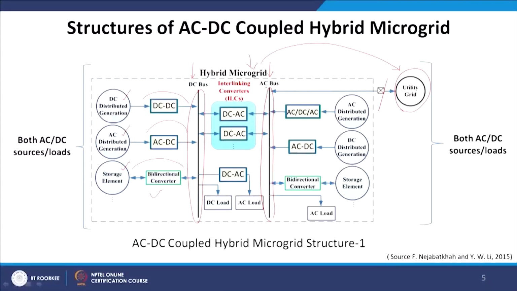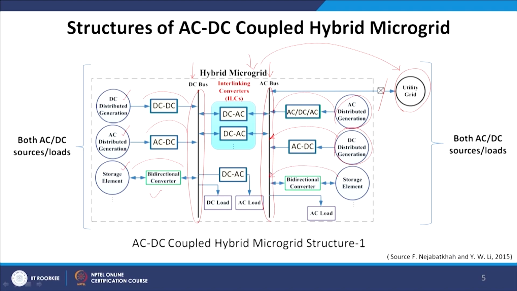Now, in case of the AC grid, similarly the grid is AC and we have AC distributed generations. So, that can be connected to my AC bus. Similarly, the DC distributed generation can be connected to my AC bus, and the storage element also can be connected to my AC bus.